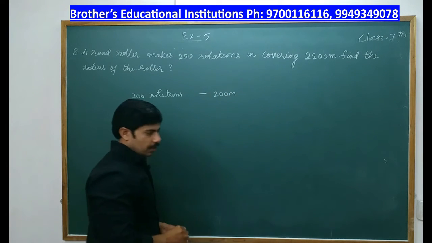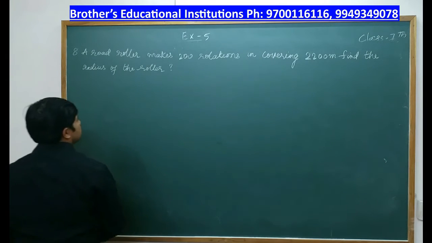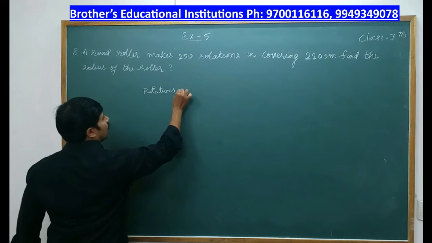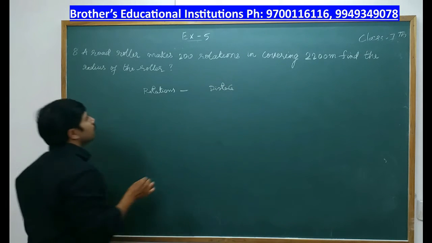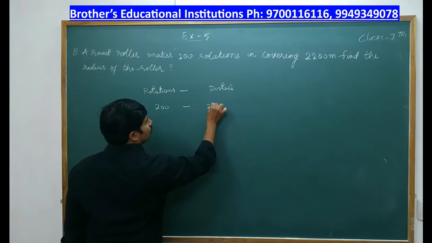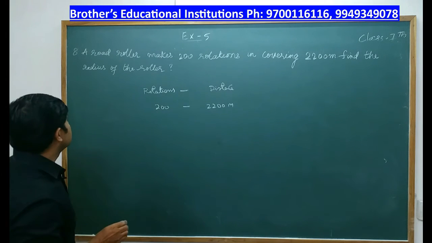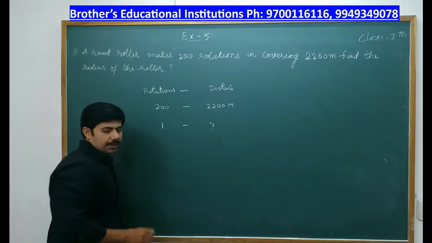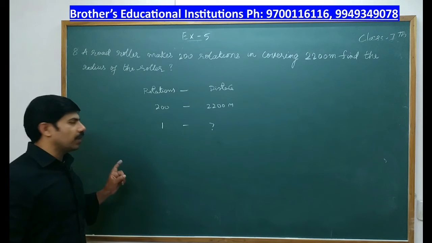One second, what we do is, we write like this: rotations and the distance, right? So a road roller makes 200 rotations to cover a distance of 2200 meters. First we'll find out for one rotation how many meters. See, 200 rotations to cover a distance of 2200 meters, so we'll find out for one rotation.